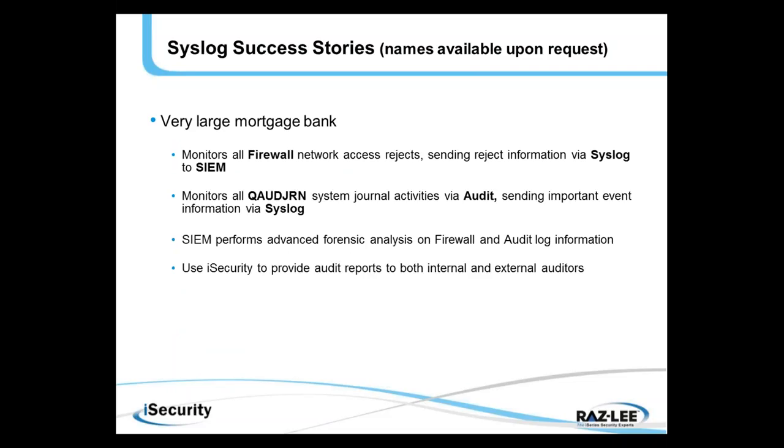A very large mortgage bank with whom we work monitors all firewall network access rejects, sending only this information to their SIEM. They also send important event information, which they have decided on previously, from the QRadar journal to their SIEM, which of course does forensic analysis on the firewall and audit information.